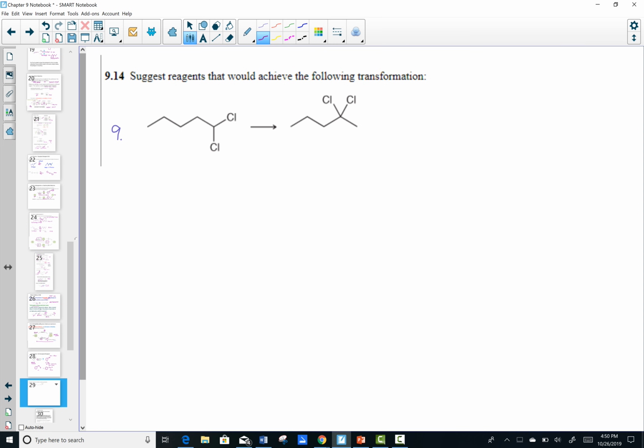Let's take a peek at this reaction and try to figure out how we could achieve it. What are some reagents that would achieve the following transformation? Well, let's figure out what we have and what we want to achieve. I notice that the starting material is a geminal dihalide, geminal dichloride, and it's at the primary position. This is also a geminal dihalide, but now it's moved from position 1 to position 2.